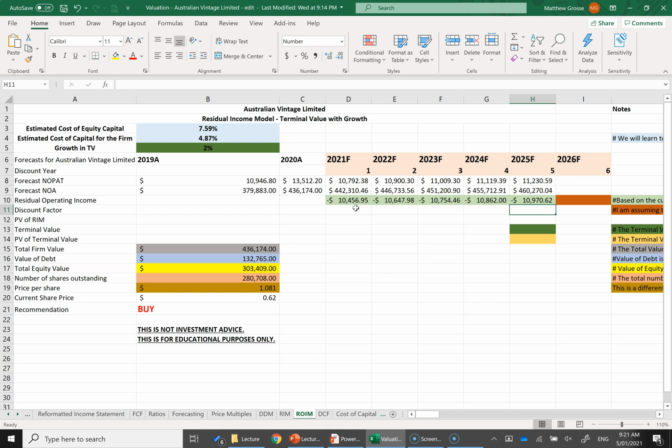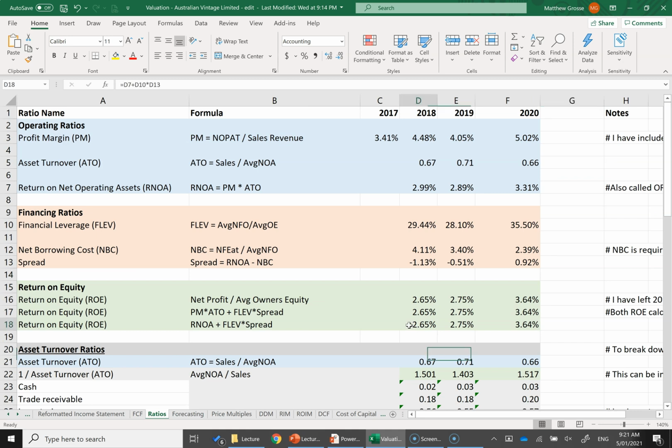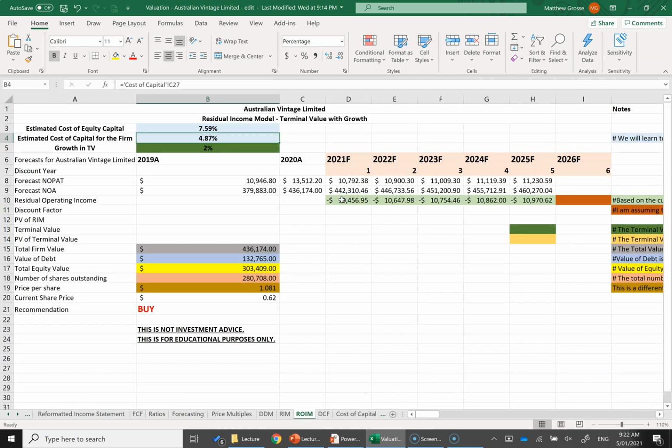Does that make sense? Is my forecasting too negative? Well, I've estimated their cost of capital for the firm is about 4.87%. And if we look at the ratios I've calculated, in previous years, their return on equity has been less than 4% every year. So if they maintain this level of performance of only generating a return on equity of about 2 to 4%, but they are expected to earn 4.87%, each year they're actually destroying a little bit of shareholder value by not earning a return equal to their cost of capital. Okay? And you only generate value if you earn a return higher than your cost of capital. Okay, so we've calculated the residual operating income for years 1 to 5.